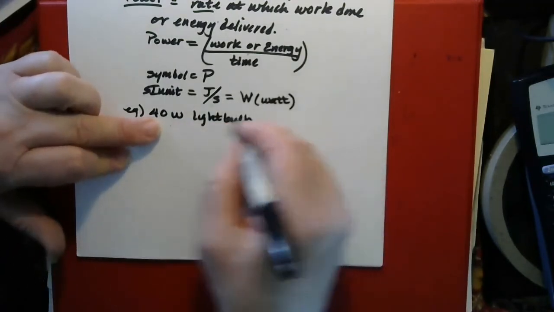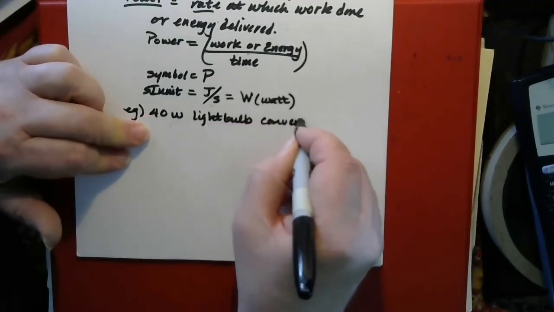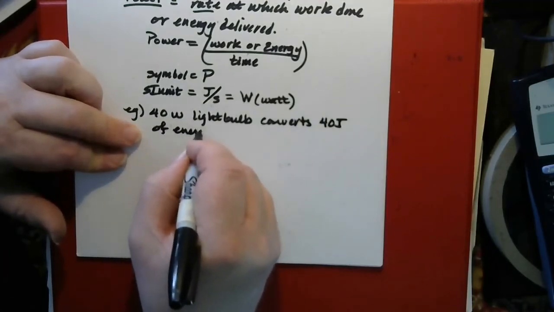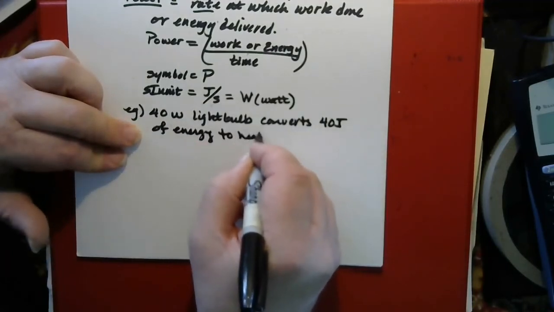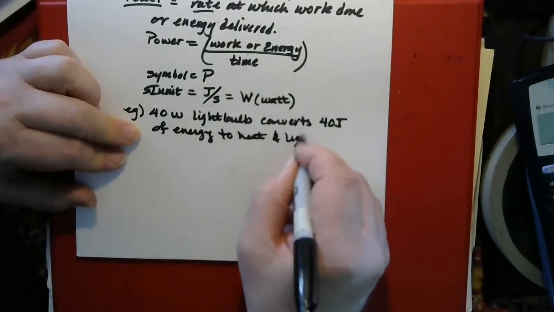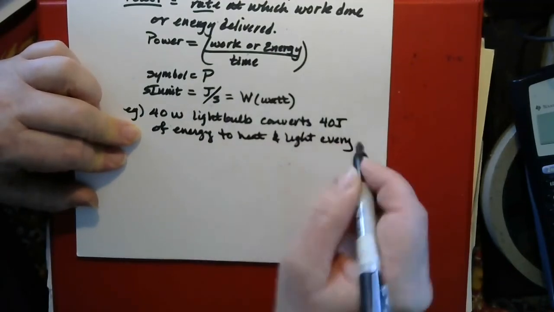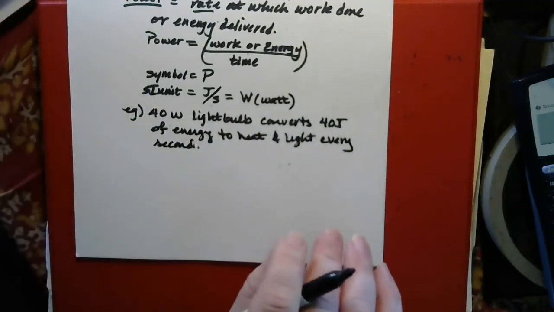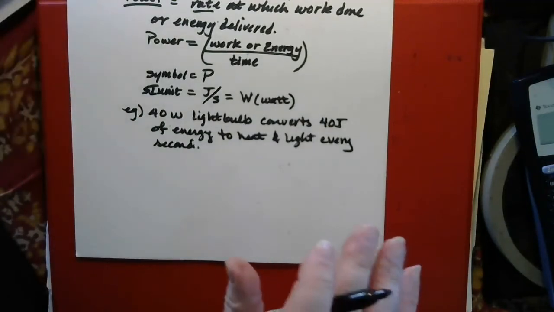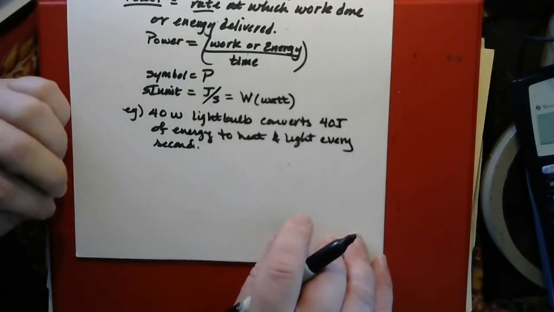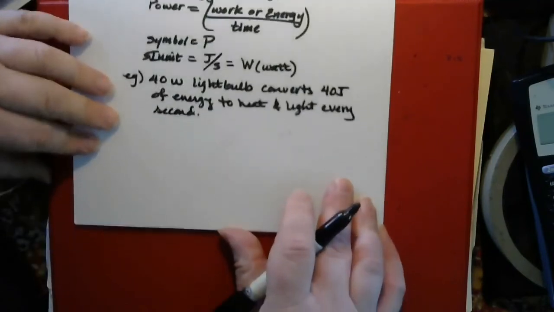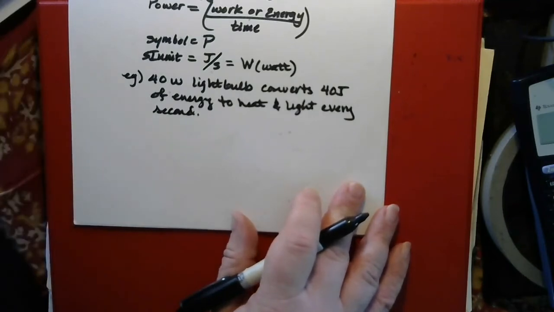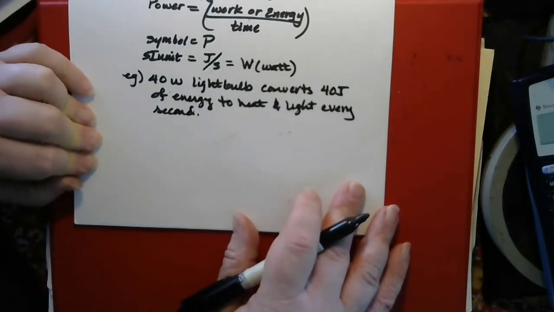And so, for example, a 40-watt light bulb converts 40 joules of energy to heat and light every second. Well, every second that it's on, anyway. And so 40 watts just means 40 joules per second. 75 watts means 75 joules per second, and so on. Your microwave is probably like 1,500 watts. That's 1,500 joules per second of energy that's being delivered.